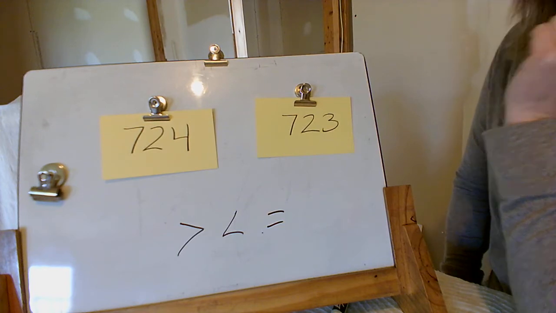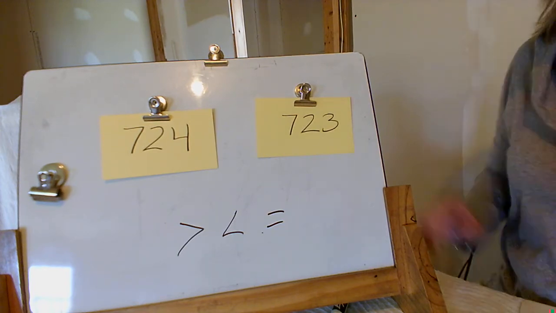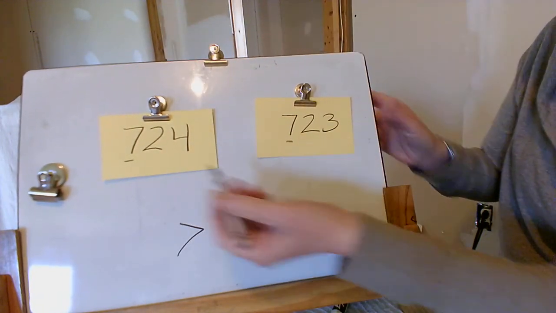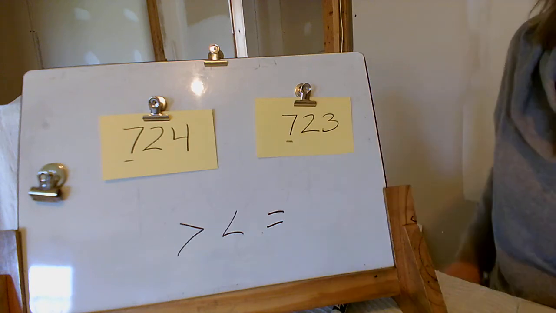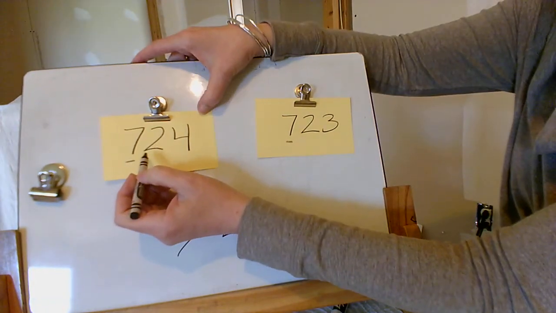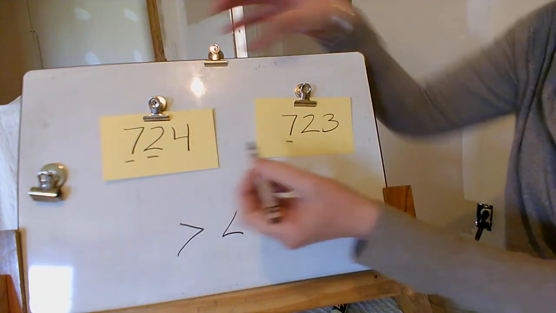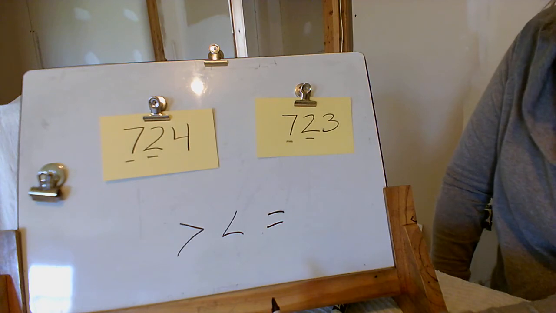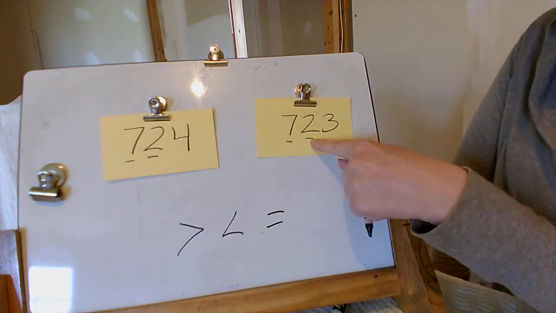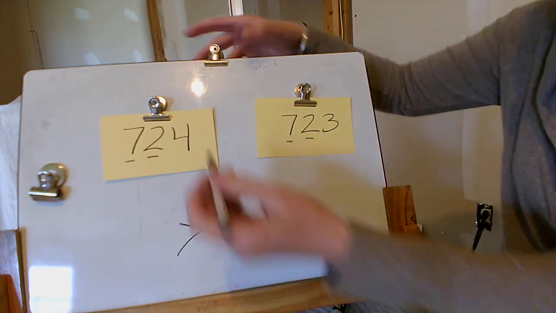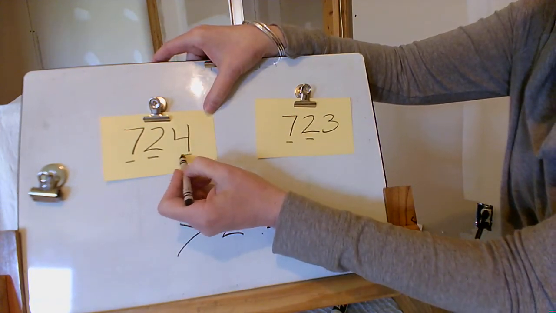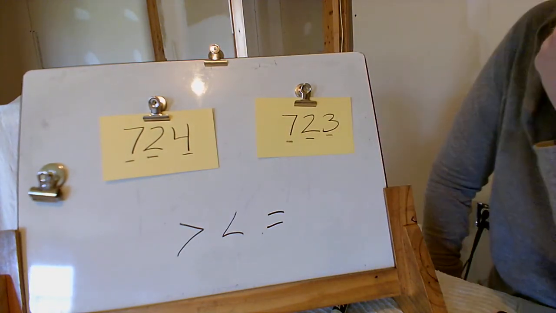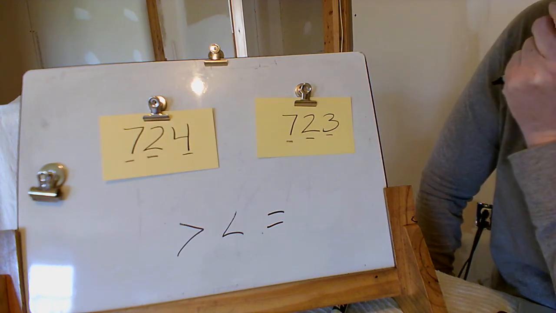Well, we're going to start by looking at the digit that's in the hundreds place. So this one has a 7 in the hundreds, and this one. So 700, 700, that's the same. I can't compare yet. This number has a 2 in the tens place, and this number also has a 2 in the tens place. The 2 in the tens place means 20. So it's 20, 20. That's the same, so we can't compare yet. Now let's look in the ones place. This one has a 4 in the ones place, and this one has a 3 in the ones place. Oh, they're different. So now we can compare.